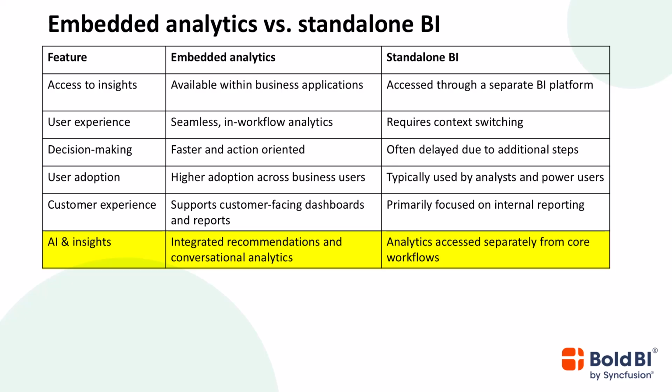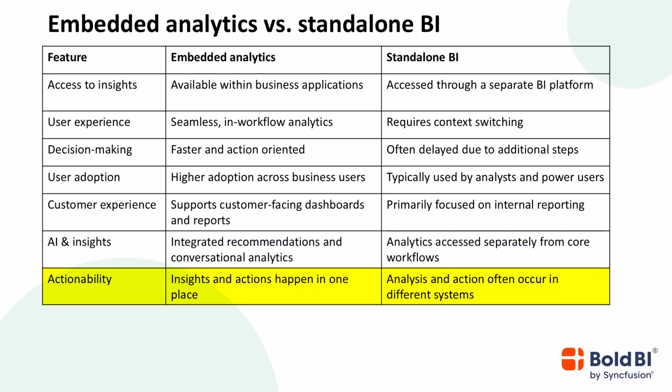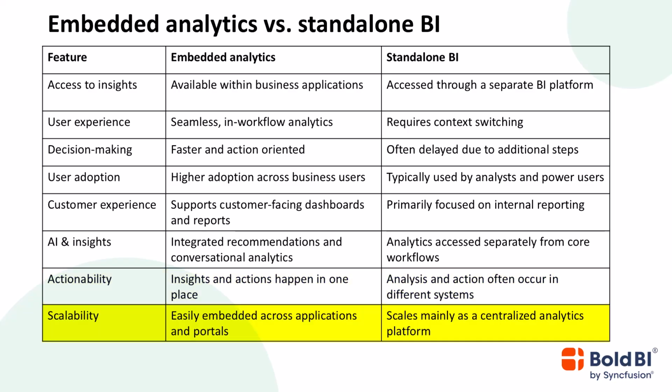For AI and insights, embedded analytics brings AI-powered recommendations and conversational analytics into operational applications, while standalone BI generally delivers insights through a separate environment. For actionability, with embedded analytics, you can analyze data and act on it in the same application. In standalone BI, analysis and action commonly happen in different systems. For scalability, embedded analytics can be deployed across customer portals, SaaS products, and internal applications, while standalone BI mainly scales as a centralized reporting platform.